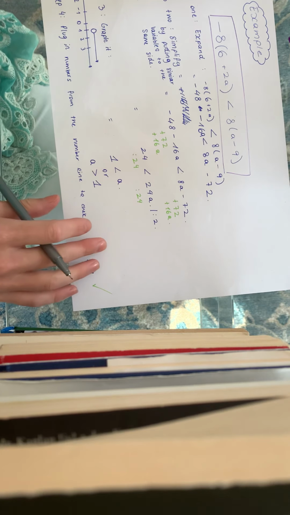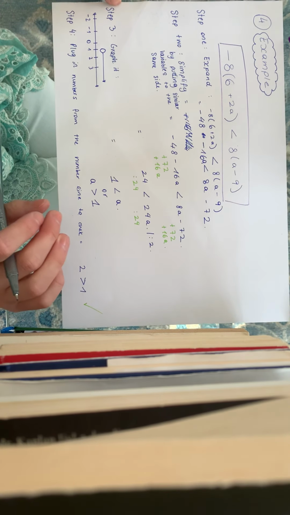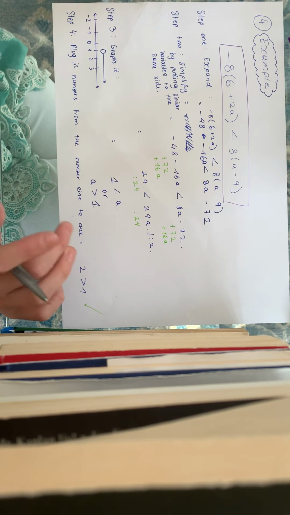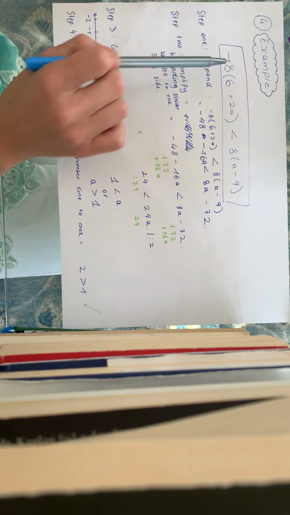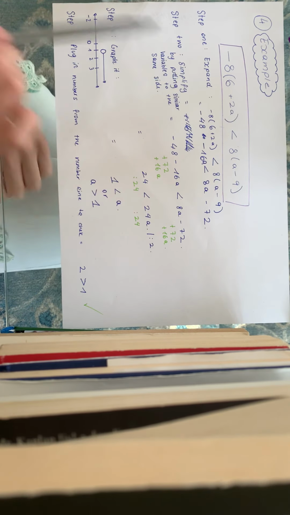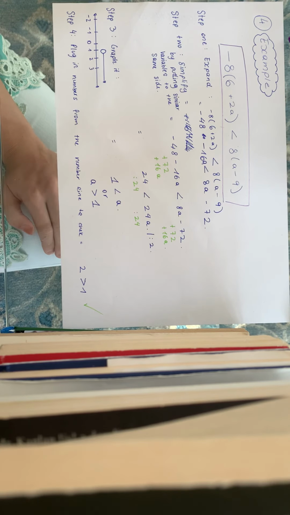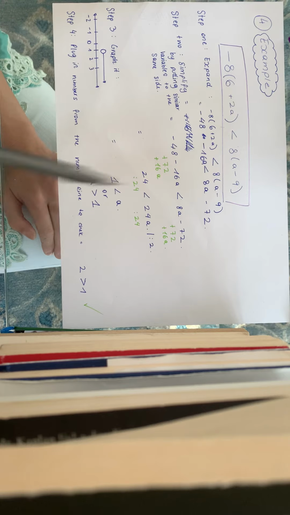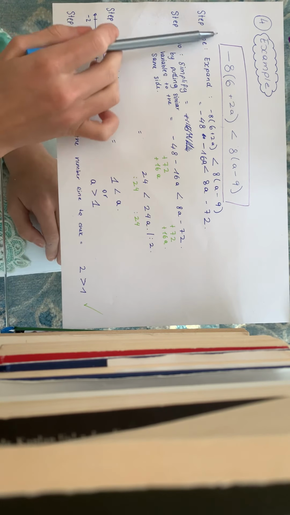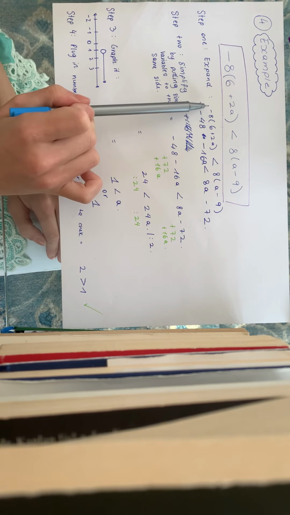Now, the last example, I don't know if you can see. The last example is -8(6 + 2a) is less than 8(a - 9). So the first step is to expand it. And as you can see, I have done that.